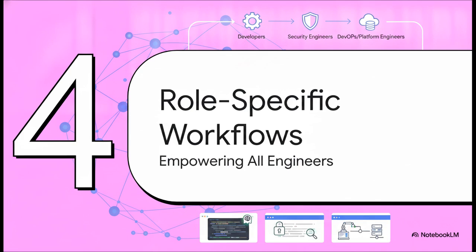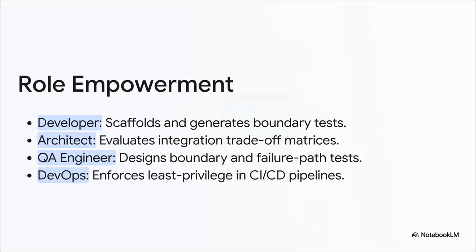Moving on to Section 4, workflows for every role. Copilot definitely isn't just a tool for coders anymore. We're empowering entirely different technical roles across the enterprise here. Developers focus on scaffolding, debugging hot paths, and boundary test generation. Architects use it to evaluate coupling, trade-off matrices, and candidate architecture options. QA engineers rely on it to design scenario matrices, boundary tests, and failure path coverage. And your DevOps and platform teams, they can use it to generate CI/CD pipelines, enforce infrastructure as code least privilege policies, and even plan safe rollbacks.